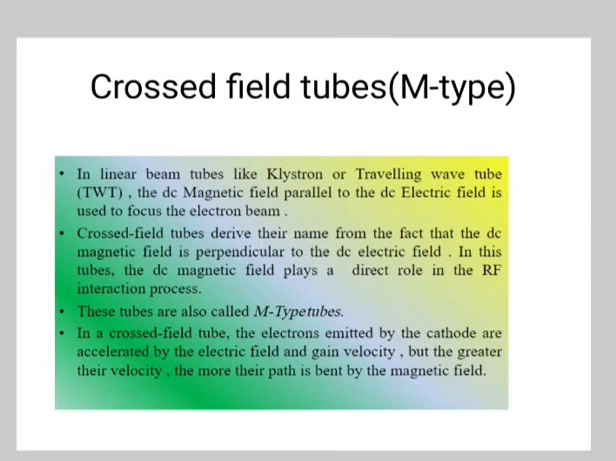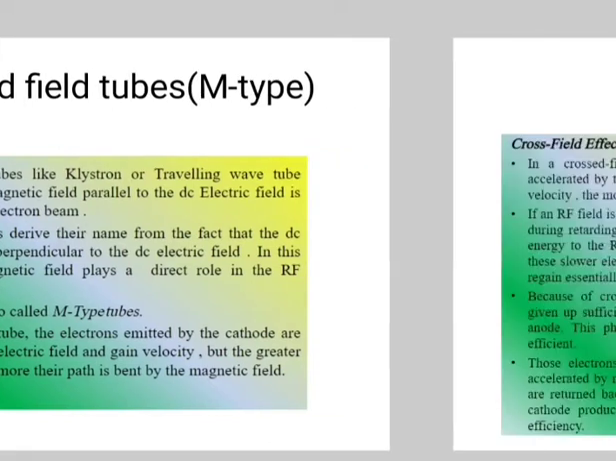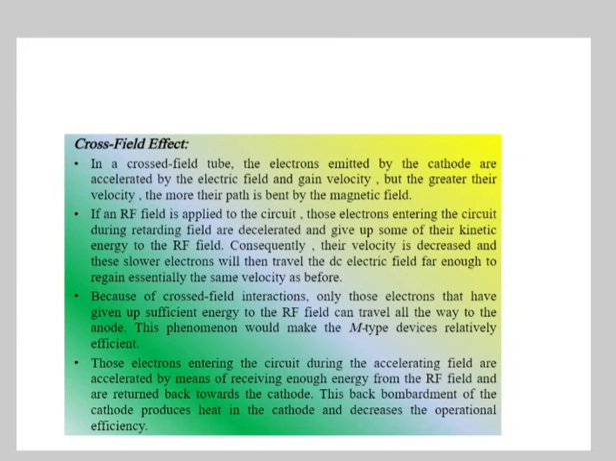In crossed field tube, the electrons emitted by the cathode are accelerated by the electric field and gain velocity, but the greater their velocity, the more their path is bent by the magnetic field.